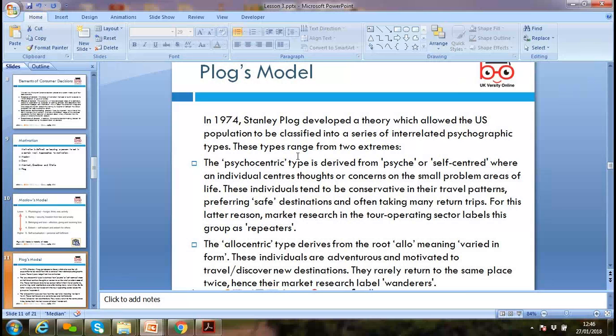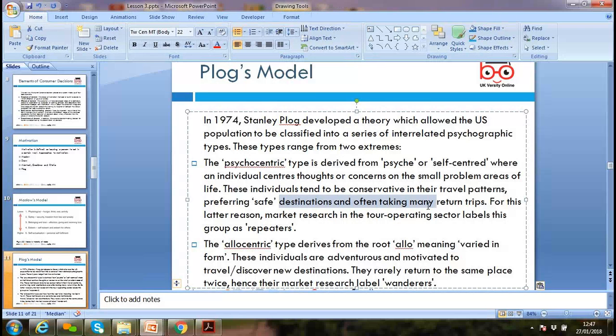Okay, then the next model, Plog's model. Stanley Plog developed a theory which allowed the U.S. population to be classified into a series of interrelated psychographic types. Psychocentric: self-centered, where an individual's thoughts are centered on the small problem areas of life. The individual tends to be concerned in their travel pattern and prefers safe destinations. So what are they preferring? Safe destinations. Market research in the tour operating sector labels this group as the repeater.